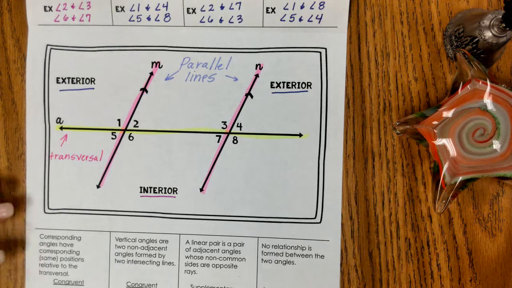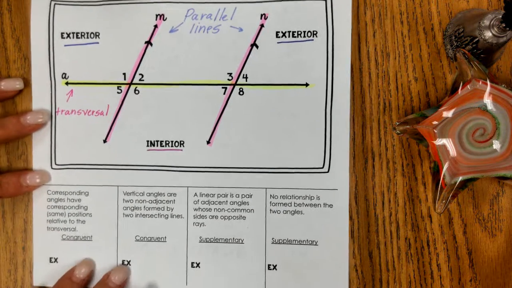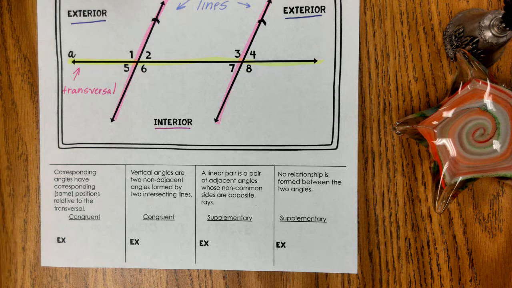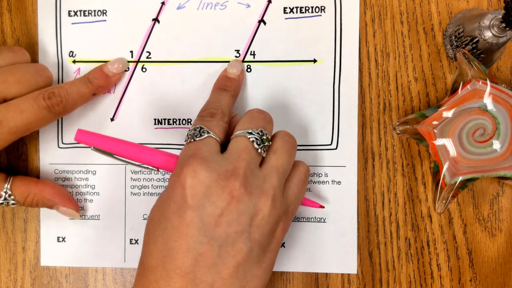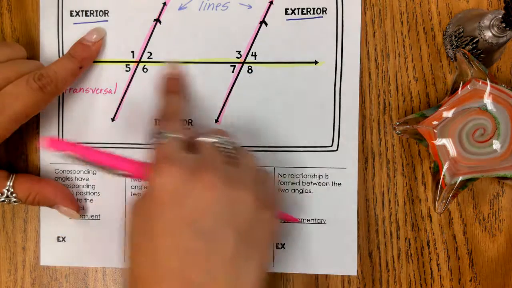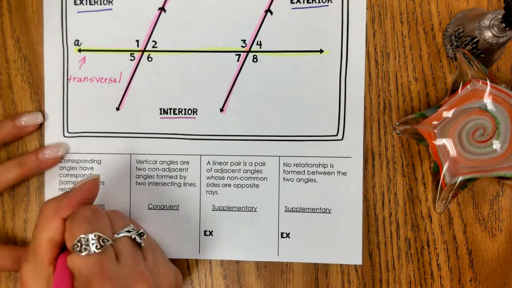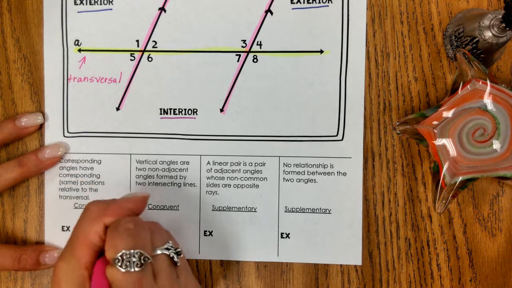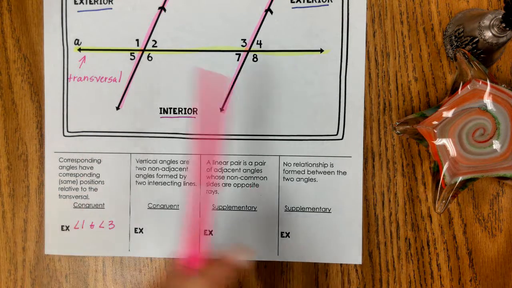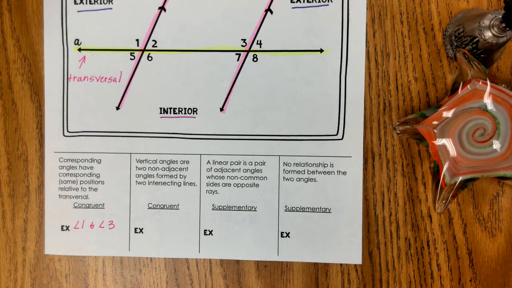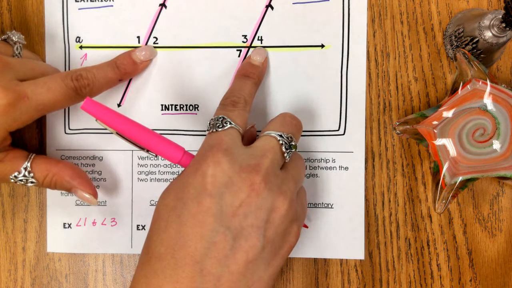All right, so at the bottom we have the word corresponding angles, okay? Corresponding angles have corresponding or same positions relative to the transversal, okay? So that would be 1 and 3, because they're on the same position on this transversal. Okay, and these are also going to be congruent angles. 1 and 3 would be congruent. Okay, angles 2 and 4, because they're in the same position.